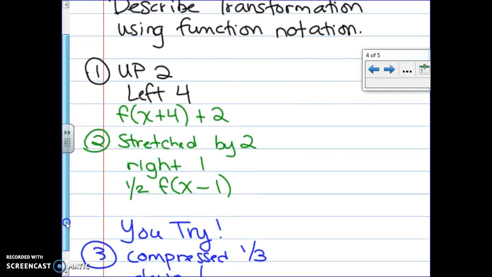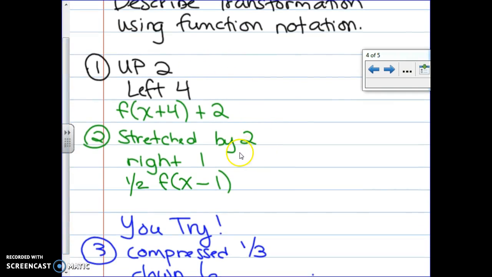Next example, stretched by 2 and right 1. So remember, whenever your graph is stretched or compressed, you have to take the reciprocal of the number that it was stretched or compressed by. So I have to take the reciprocal of 2, which is 1/2. So I put that number on the outside in front of f of x. So I have 1/2 f of x minus 1, and the minus 1 is to show that my graph has moved to the right.